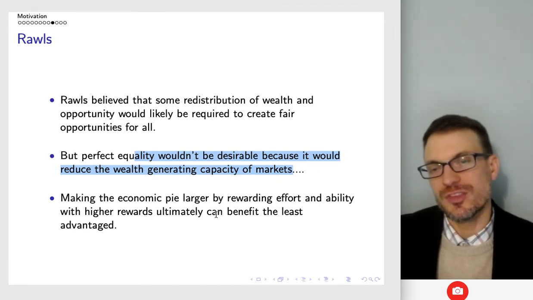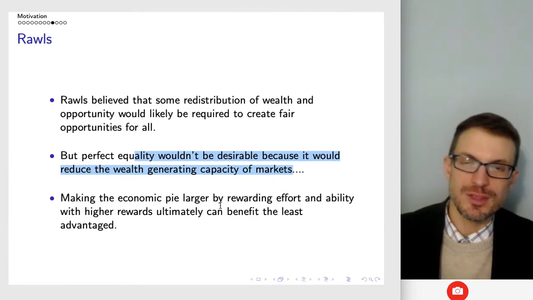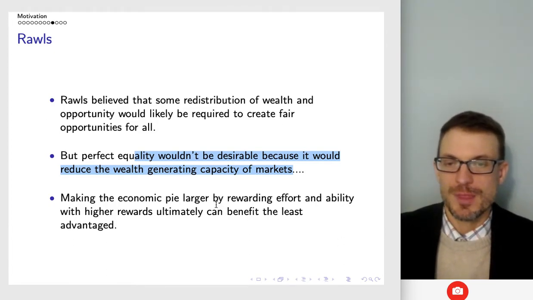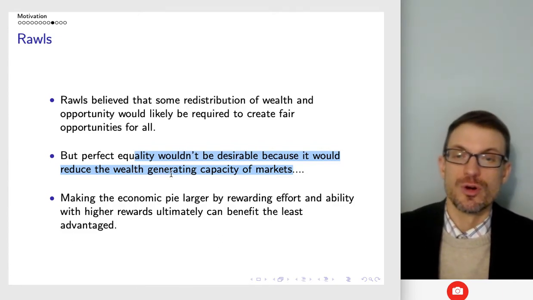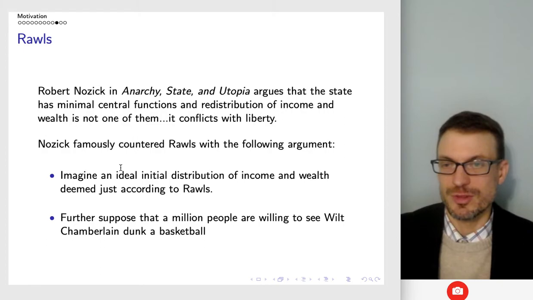And the fact that this leads to a type of inequality, but maybe it's a type of inequality that ends up benefiting those who are least advantaged, but maybe not. And so therefore, maybe we need to think really carefully about some of these things.